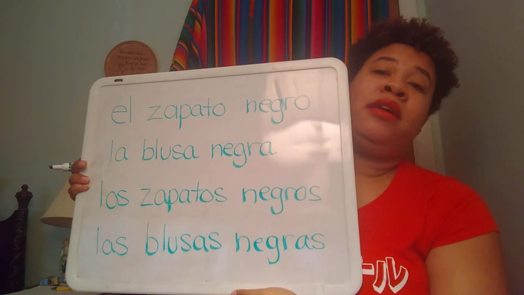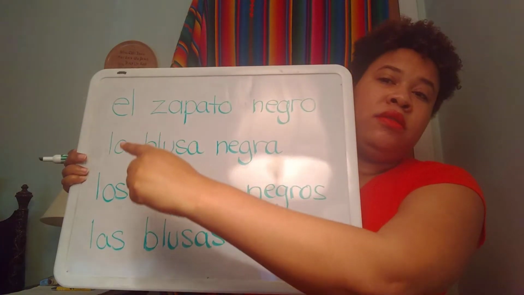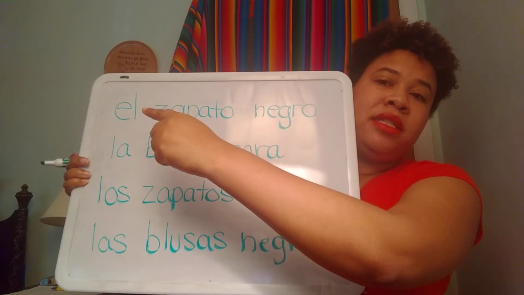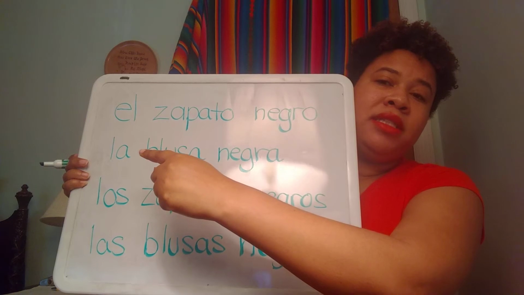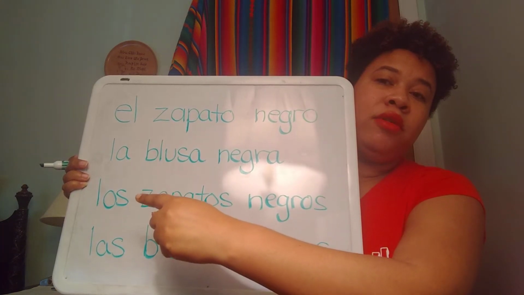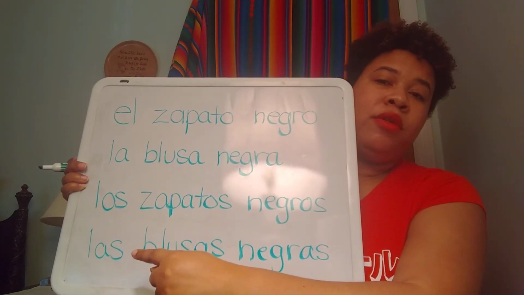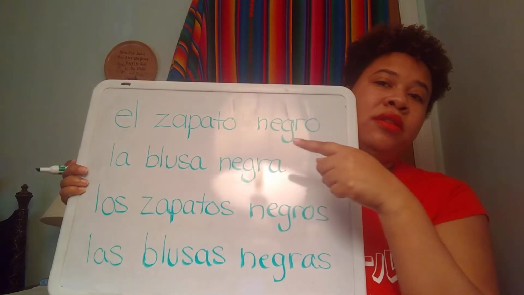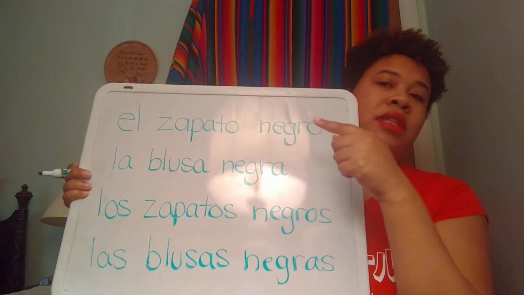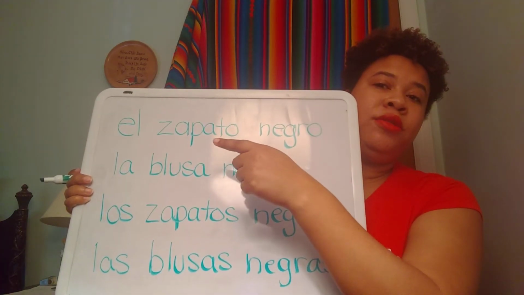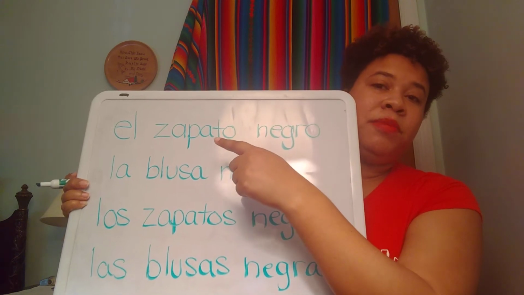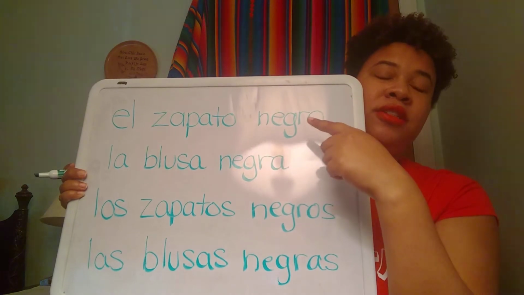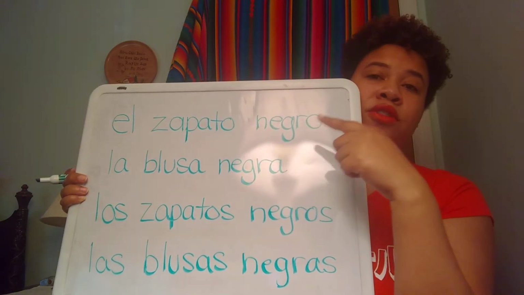They all mean black. But when you write an article, which there are different assigned articles, el for masculine singular, la for feminine singular, los for masculine plural, las for feminine plural, and then you have the noun here. So we have el zapato negro. El zapato negro. That means the black shoe. Zapato comes first because we say the noun first, and then we say the adjective after. We describe what the shoe looks like.